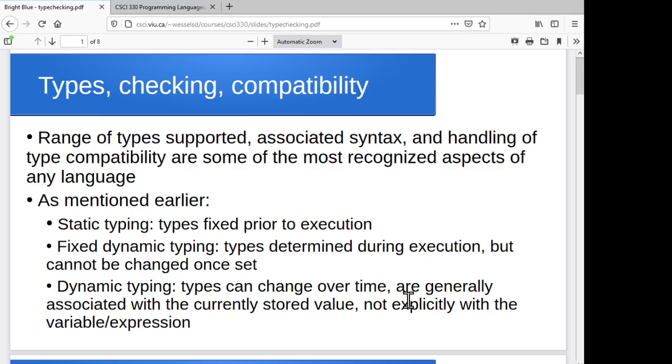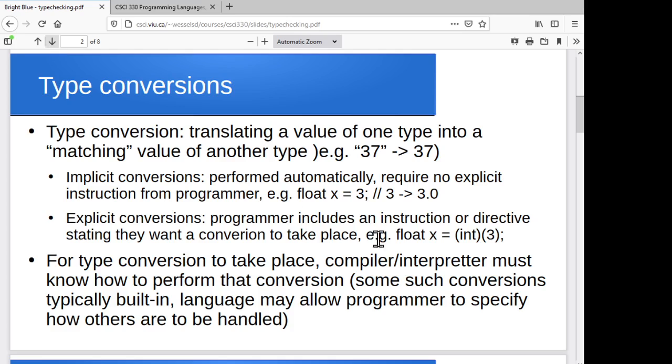All right. Again, we've got the notion of static typing, where the types are fixed at compile time, or dynamic typing, where it's not set until the program runs, but once you set a data type for a variable, that's it. That's the type forever. Or we look at dynamic typing, where the type is fluid. It's more associated with the value that's currently in a variable than with a specific data type for the variable itself.